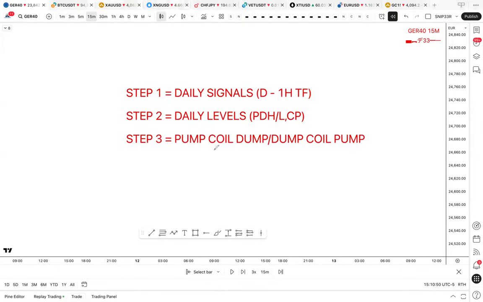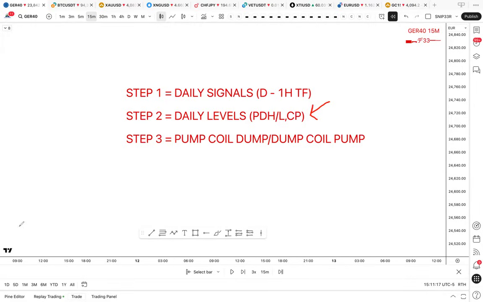Step two, I'm cherry picking at these levels. Now I get this question a lot. What about the current day high low? I'm looking at that too. But I'm mainly looking at the prior day levels because those are where the trades come from. So I'm looking for them to come from there. If it's not coming from there, then yes, I will look at the current day levels.